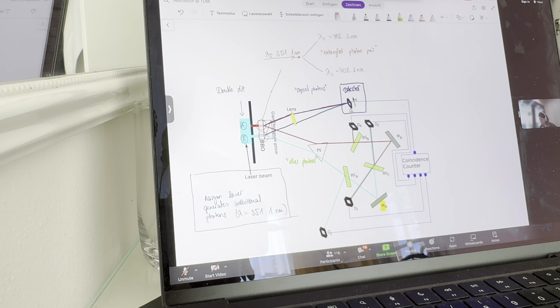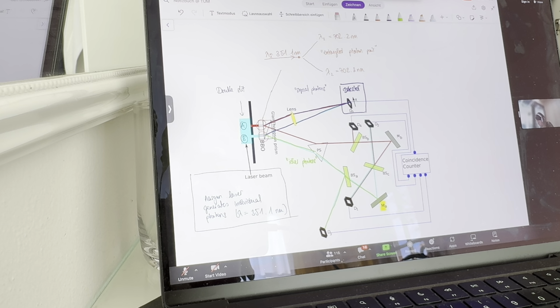Let's have a look at the lower idler photon. It travels like this to the first prism. It slightly changed its path to the first beam splitter. It has a 50% possibility of being reflected. In this case, it is detected by detector D3. In the other 50%, it will just travel through the beam splitter.